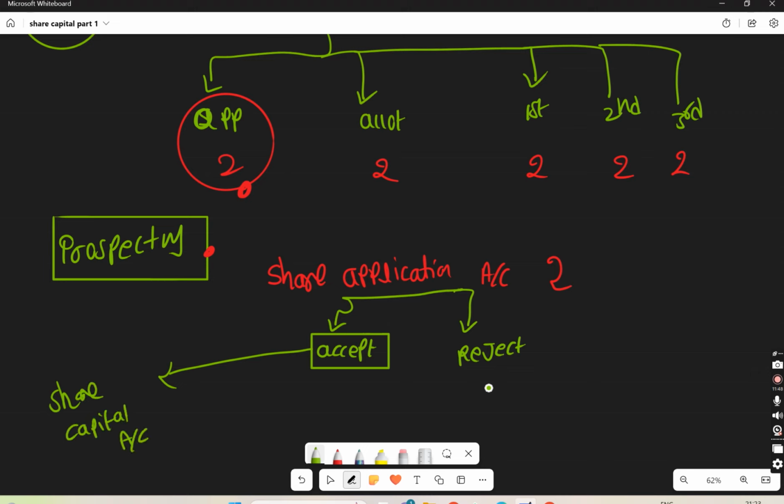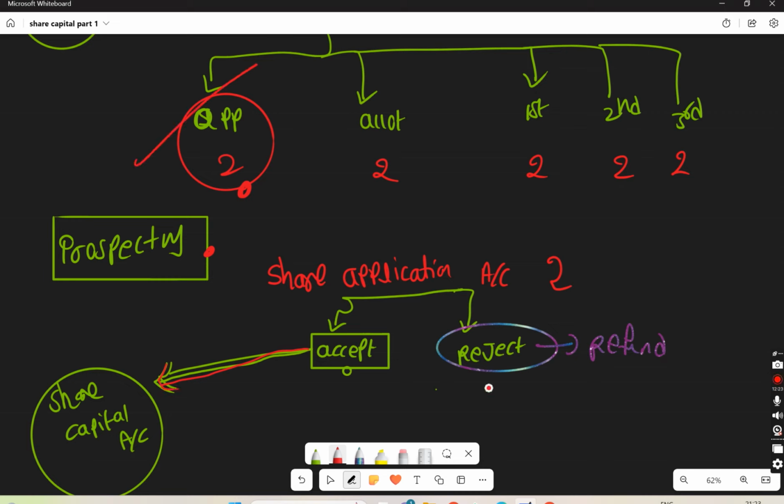account. Okay. See, we just discussed now what is our ultimate goal. Why are we issuing shares? To raise the capital. Okay. So now one of our persons applied and then we accepted it. So that's why that money ultimately goes to the share capital account. Now if you reject it, then you refund it. Okay. So if the shares are accepted, that money will go to the share capital account. So first installment is over.